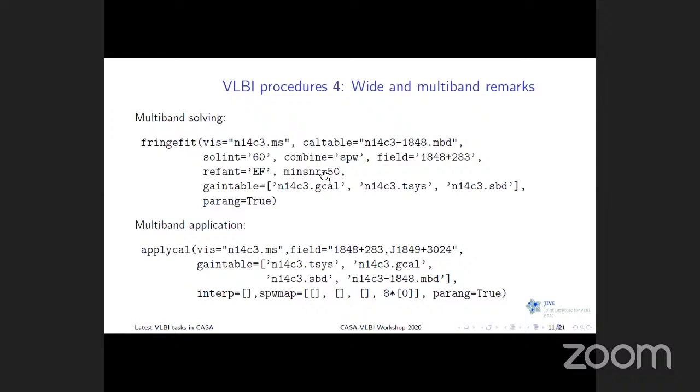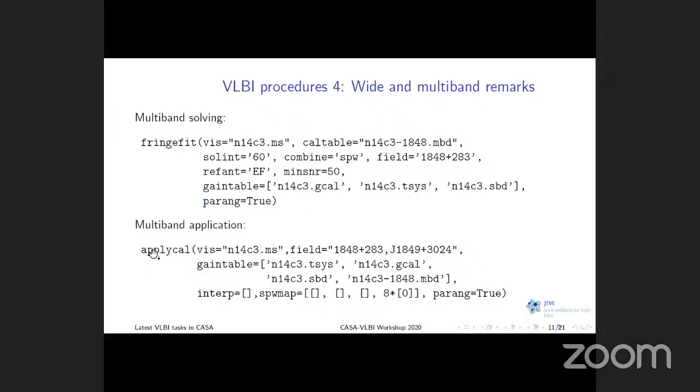And because I'm using really good test data, I can afford to say that I'm not interested in anything with a signal to noise ratio of less than 50. In practice, you're going to have much smaller numbers than that if you're doing real astronomy. This is my single band delay, my manual phase cal delay that I've had to apply, and these are the two a priori calibrations that we've imported.